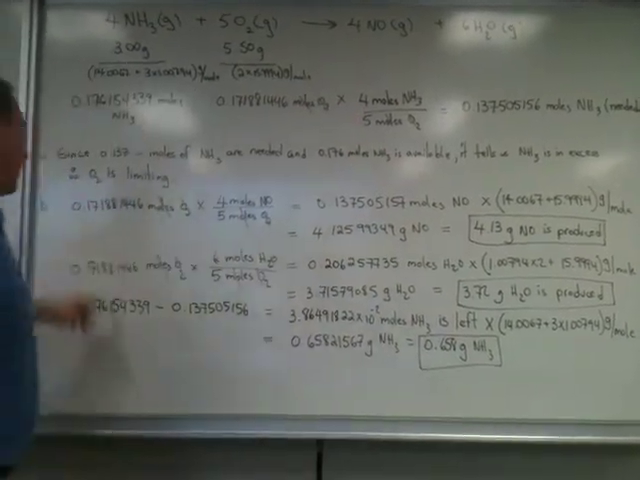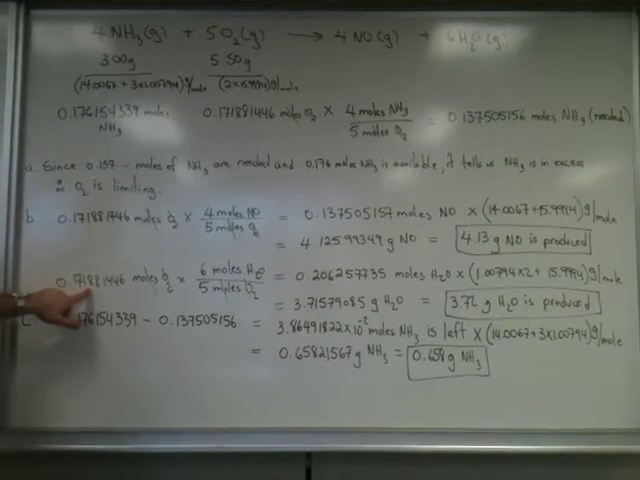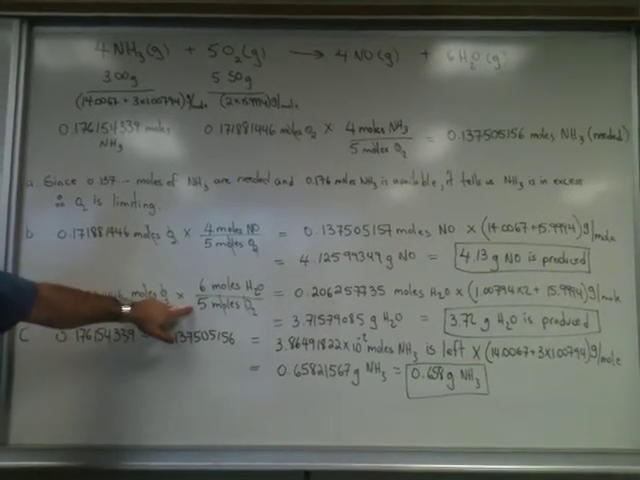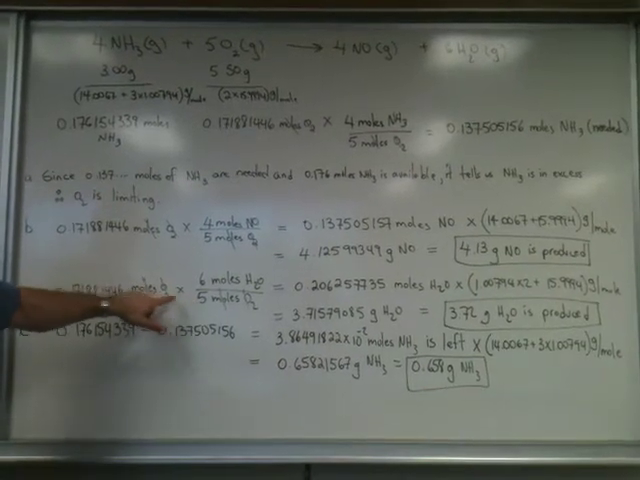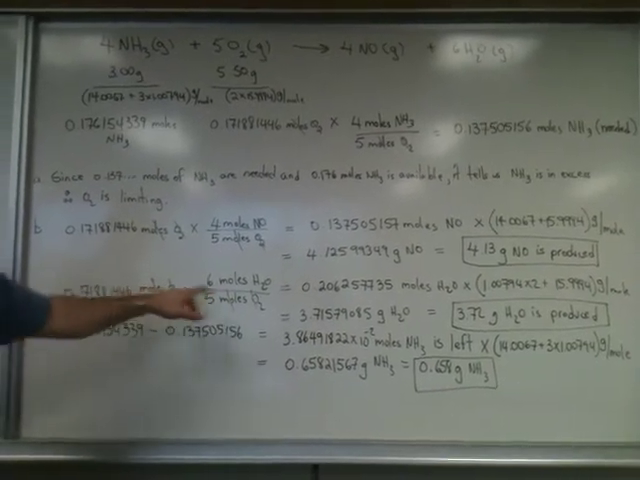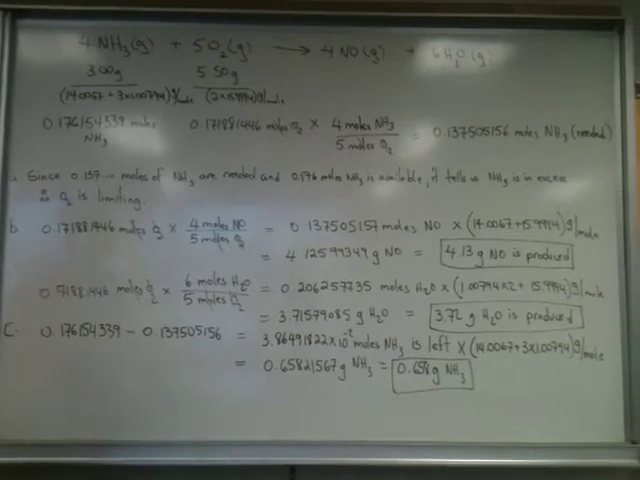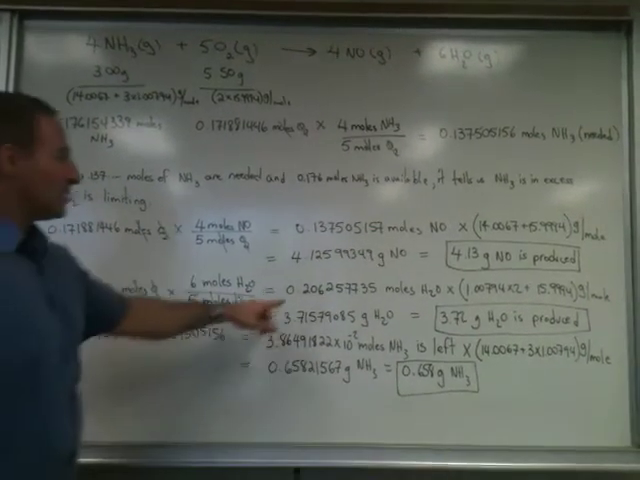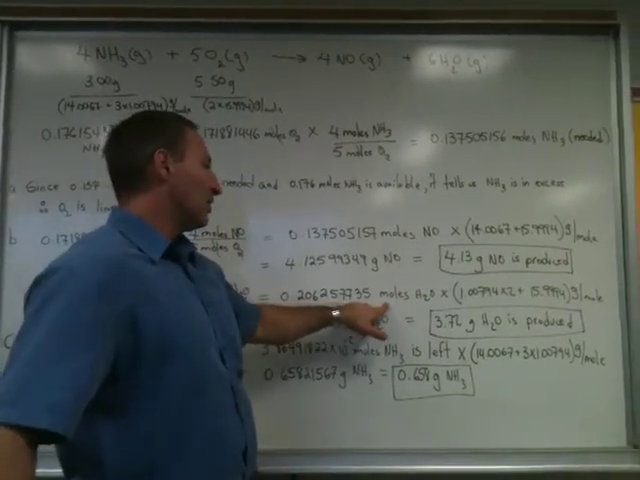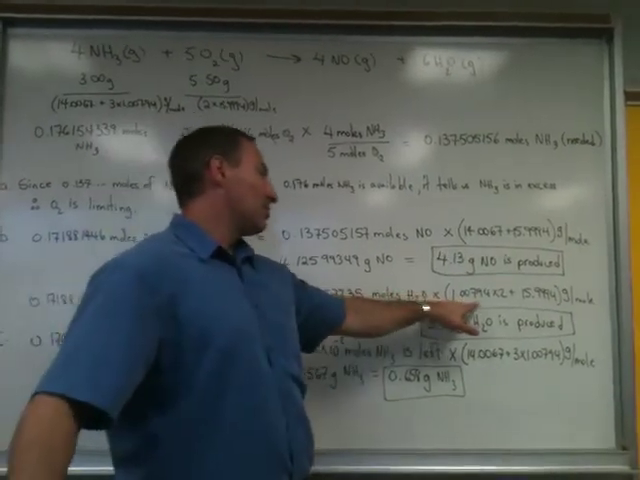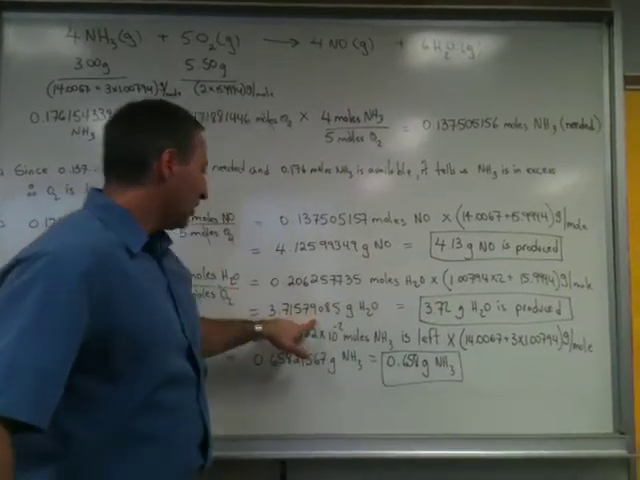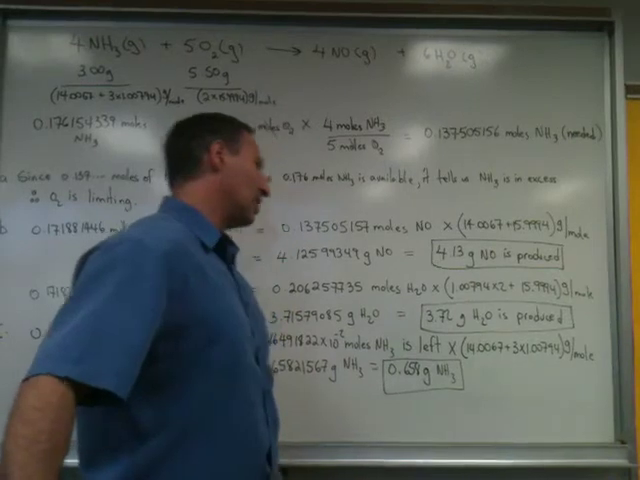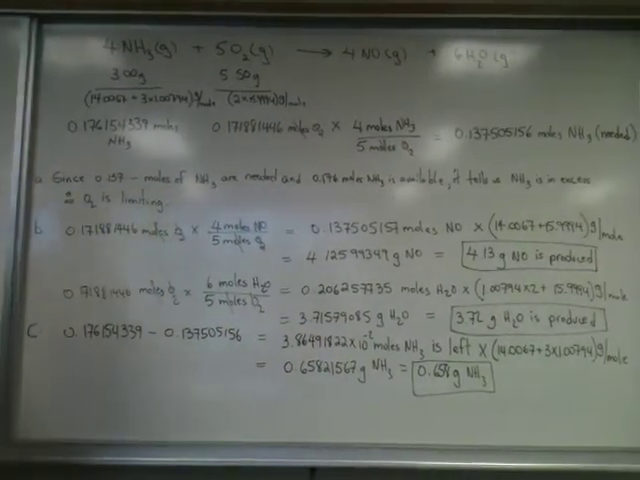In the next step, I again begin with the moles of oxygen that are available. I multiply by the stoichiometry from oxygen to water, again putting oxygen in the bottom because I want to cancel oxygen. 6 moles of H2O is produced for every 5 moles of O2 used. That means we produce 0.206 moles of water, multiply by the molar mass of water to get grams of water, and then finally report it to the correct number of significant figures. So 3.72 grams of water is produced under these conditions.